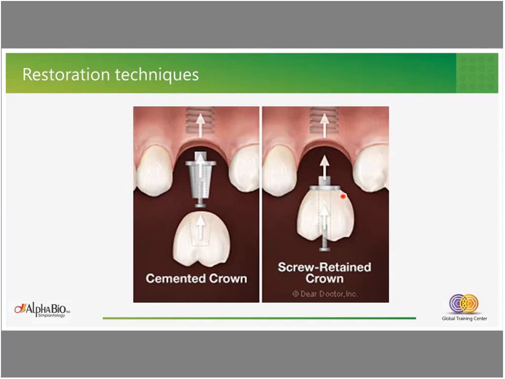This means no need for any cementation, so we don't have excessive cement that can influence the health of the gingiva around, because we know that excessive cement has a bad influence on the soft tissue. And of course, with cemented restoration, we need to screw the abutment first, and then we have to cement the crown to the abutment.